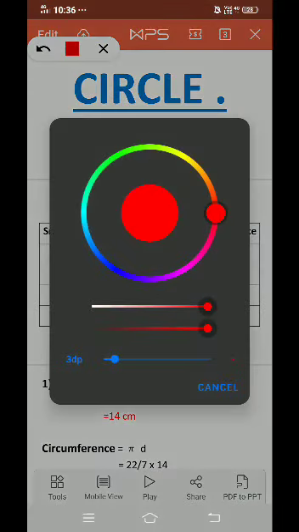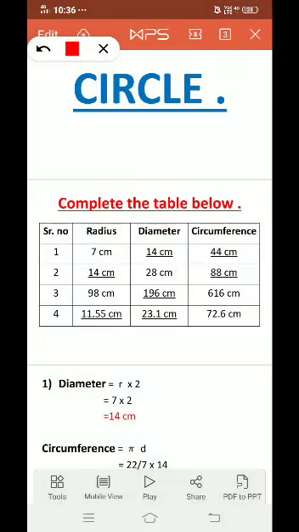The diameter. How to find out the diameter? The formula for diameter is radius into 2. Why did I take 2 here? Because diameter is double the radius. That's why I have taken 2 here. The radius is given to you, 7 centimeter. 7 into 2, then you are getting 14 centimeter. Always you have to mention the units.